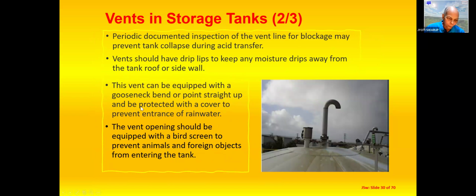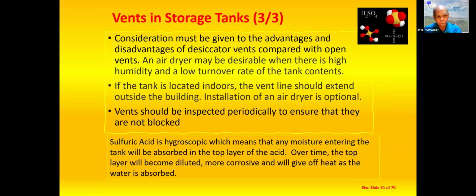The vent can be equipped with a gooseneck vent, as you see in this photograph here, or point straight out, protected with a cover to prevent entrance of rainwater. The vent opening should be equipped with a bird screen to prevent animals and foreign objects from entering the tank.